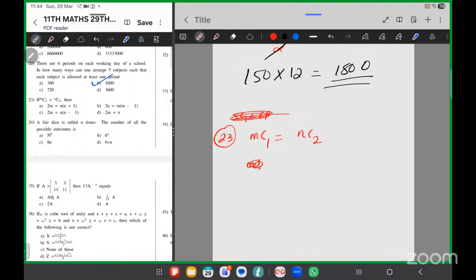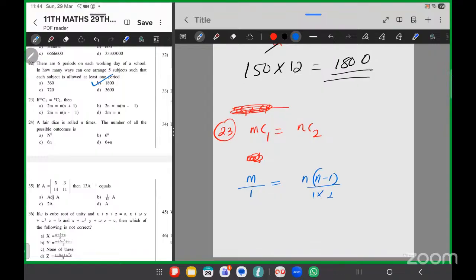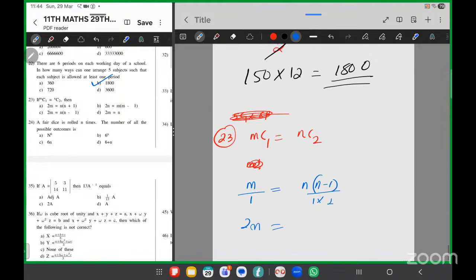MC1 is actually M divided by 1, equal to NC2, which is N into N minus 1 by 1 into 2. So 2M equals N into N minus 1. Option C.